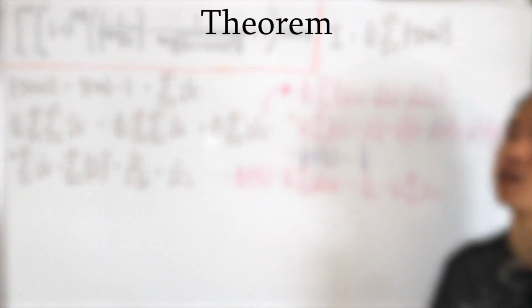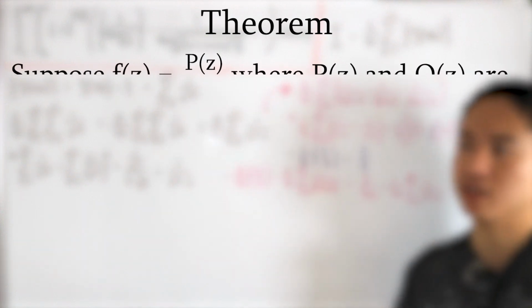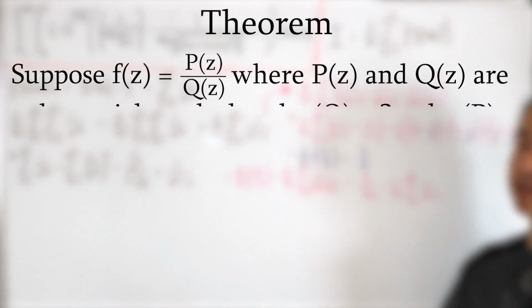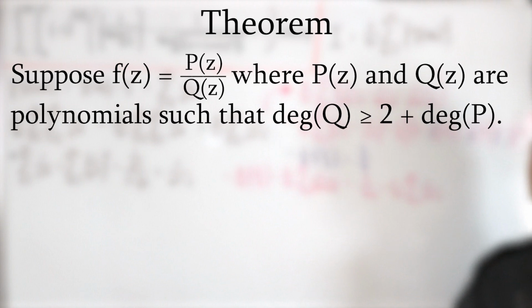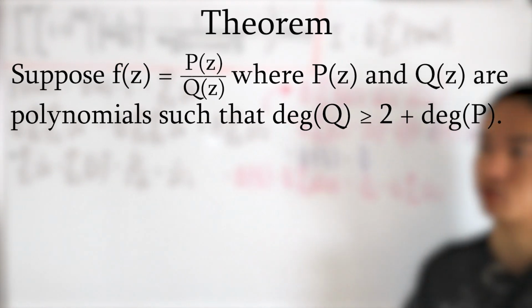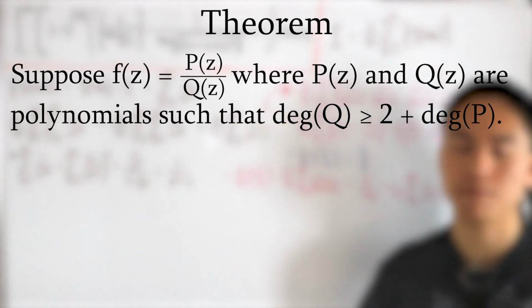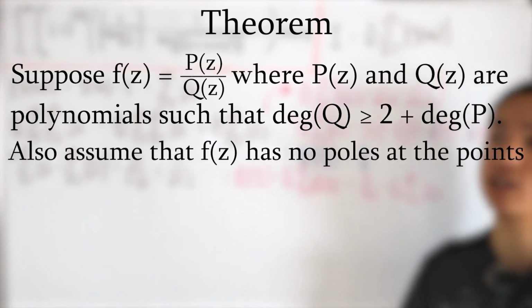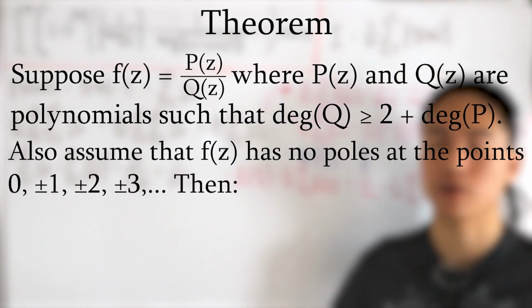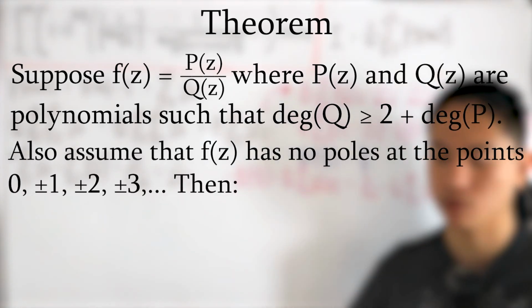So the theorem is that we want to suppose that f of z is equal to p of z divided by q of z, where p of z and q of z are polynomials, and such that the degree of q is greater than or equal to 2 plus the degree of p. We also want to assume that f of z has no poles at the points 0, plus minus 1, plus minus 2, plus minus 3, and so on and so forth.